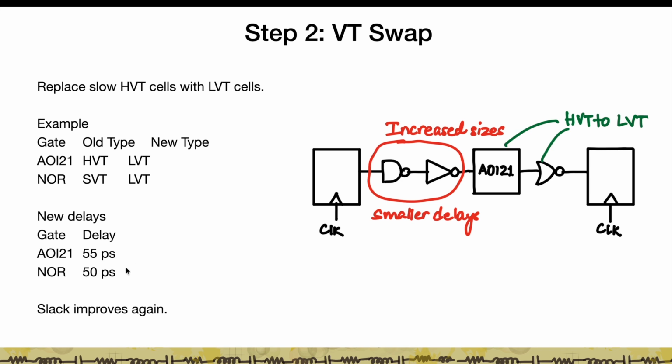After the swap, AOI-21 now runs at 55 picoseconds. NOR runs at 50 picoseconds, down from its SVT value. Those are again meaningful reductions across two of the slower cells in the chain. Notice we left other gates in the path alone. No point converting cells that already have comfortable slack. The leakage cost of LVT is only worth paying where timing actually needs them.